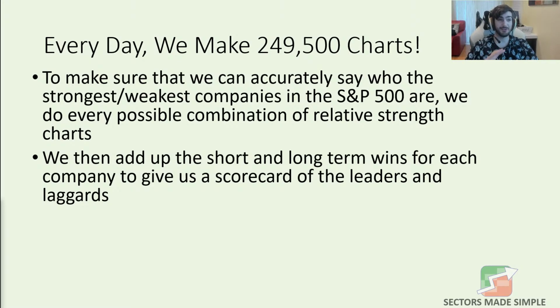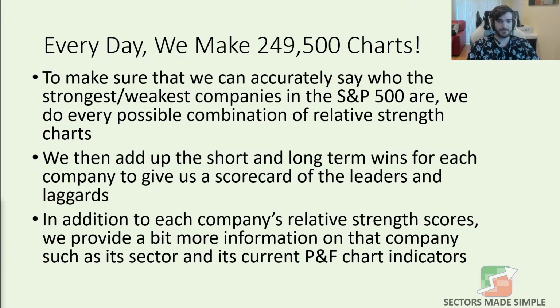To make it easy so you're not staring at 249,500 data points, what we do is we just add up all of the positives. So all of the X counts and all of the breakouts. And that gives us the relative strength scores. In addition, if you are familiar with point and figure or you start learning the basics of point and figure, because again, something we utilize quite a bit here at Sectors Made Simple is point and figure.